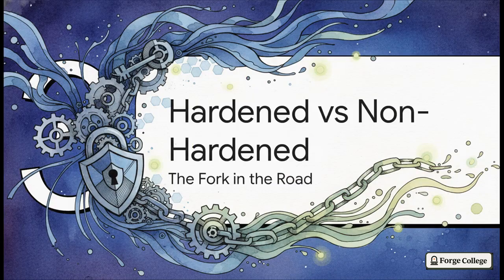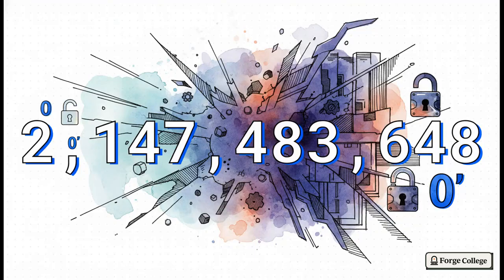Which brings us to Section 3, hardened versus non-hardened, the fork in the road. Just take a second to think about this absolutely massive number, 2,147,483,648. Now, mathematically, this is just 2 to the 31st power. But in our world, this exact number is the absolute index threshold that flips a key derivation from non-hardened to hardened. In wallet development, we usually just denote this with a simple little apostrophe, like 0 prime. If your index hits this magic number, the entire mechanical behavior of your wallet just flips.